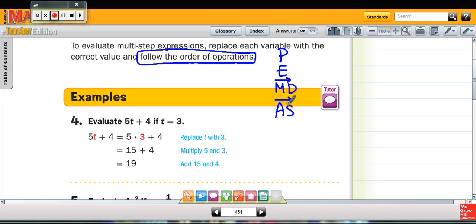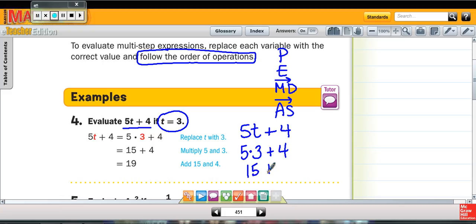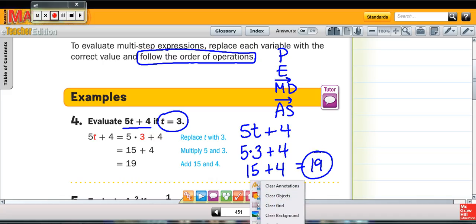Take a look at number 4. Evaluate 5t plus 4 if t is 3. So 5t plus 4. I'm not a fan of the variable t because it can get a little confusing there, but it works. T is 3, so this really means 5 times 3 plus 4. Well, in order of operations, I don't have parentheses, I don't have exponents, but I do have some multiplication division. From left to right, I'd go 5 times 3 is 15. Then I'd add the 4, which would give me 19. Okay, look at example number 5.